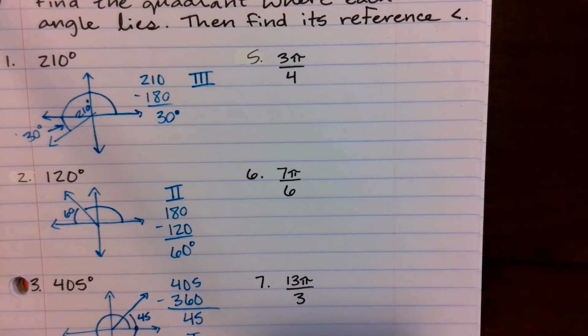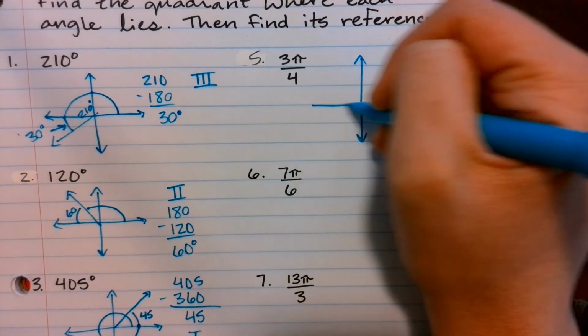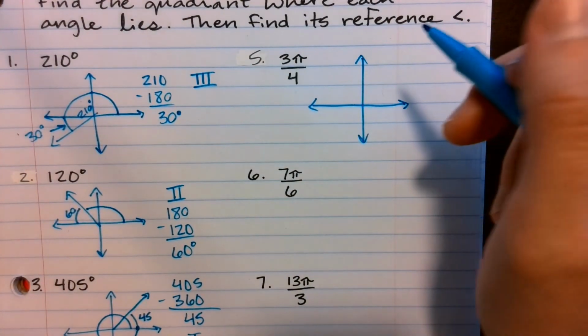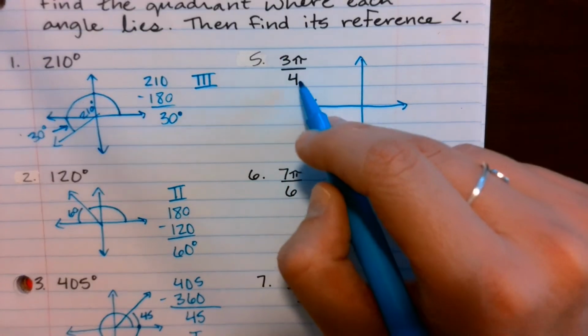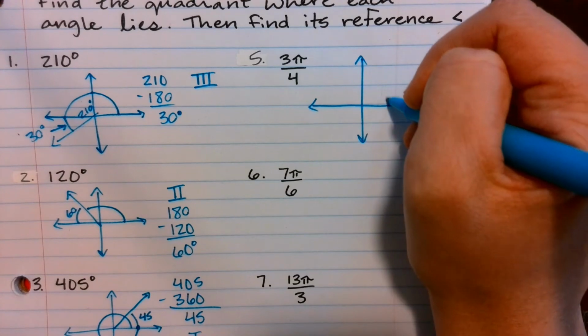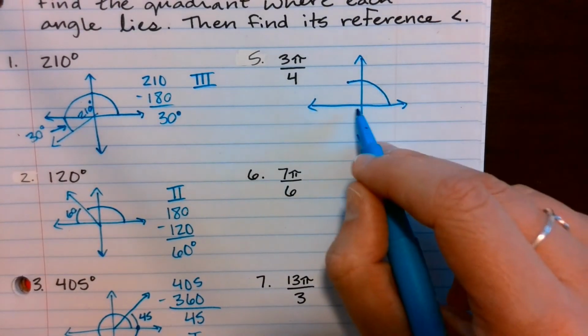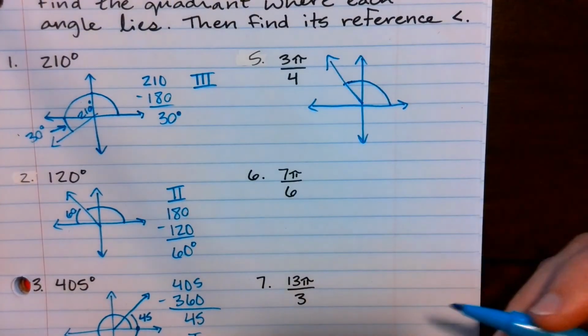With radians, we're going to be doing the same thing. It just might be a little bit trickier to figure out what quadrant it's in, what reference angle, just because we're not as familiar with radians. But what we want to notice here is that in front of the pi, we've got 3/4, so that's something that is greater than pi halves, but is not quite to pi. So we're somewhere in here.